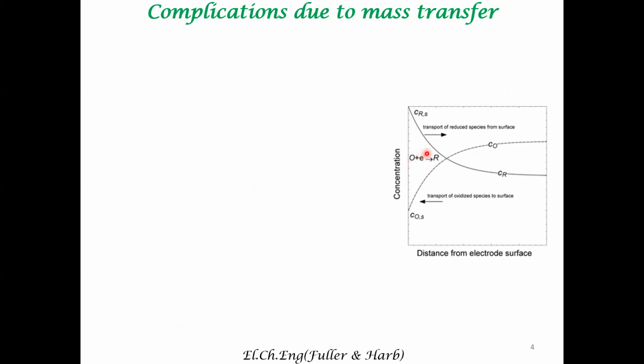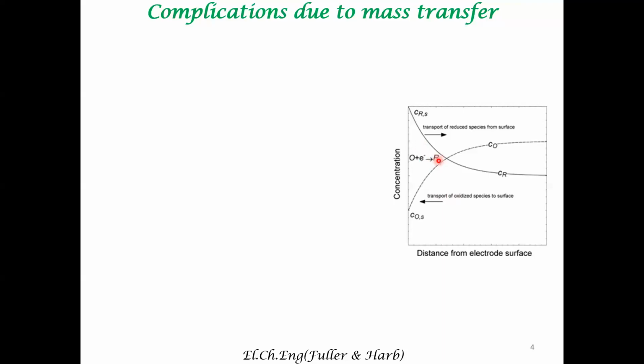So what is happening here? The species O is being transported from the bulk or near surface region to the surface of the electrode. And when this reaction occurs, there is a decrease in the concentration of O near the electrode surface. Because of this decrease, a concentration gradient is established. Because of the establishment of this concentration gradient, there is a transport of O to the electrode surface.